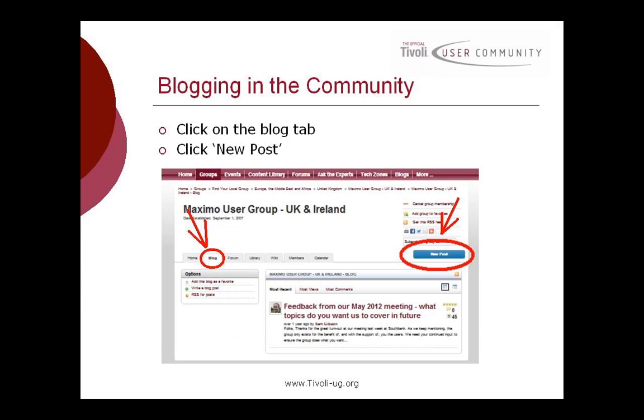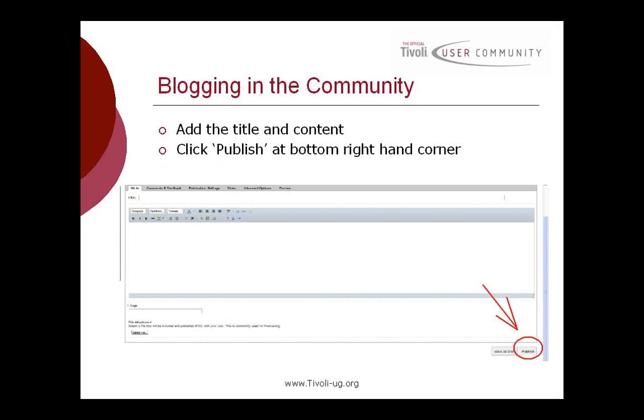You might want to use this if you want to tell the group about any issues you're having with Maximo or any good things you've been doing with your Maximo implementation. Perhaps if you've just upgraded your system or done a new implementation, you can use this to tell us your story. Once you've entered your blog detail, all you need to do is click the Publish button at the bottom right-hand corner, and then that will appear on our user group for all the members to read.